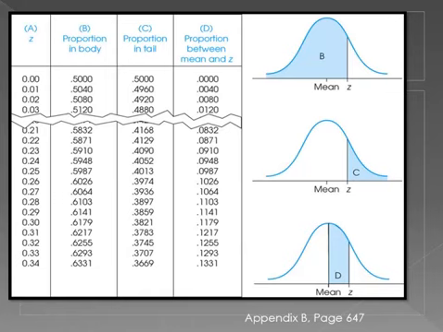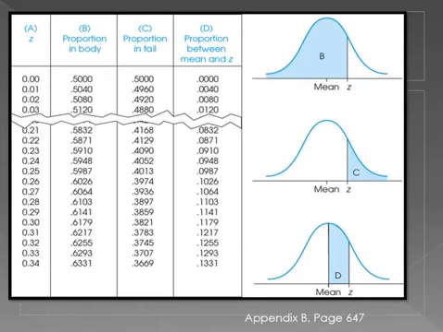Another thing I want to draw your attention to is that the z-scores in the table are absolute values because the normal distribution is symmetrical. So a z-score of plus 0.31 is essentially the same as a z-score of negative 0.31. The proportion of scores that would fall between the mean and plus 0.31 is the same as the proportion that would fall between the mean and negative 0.31. Why? Because this distribution is symmetrical.